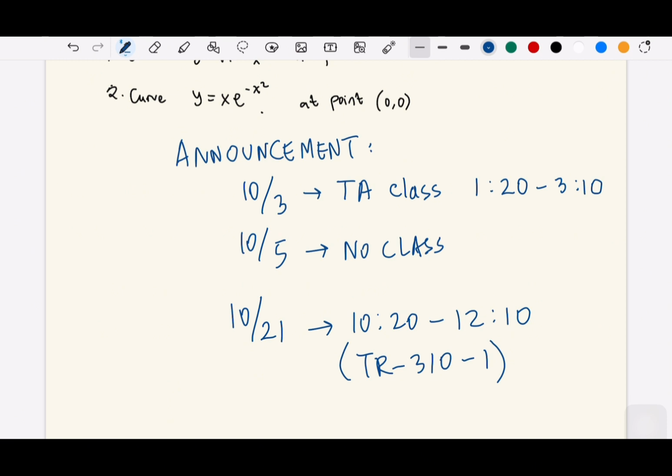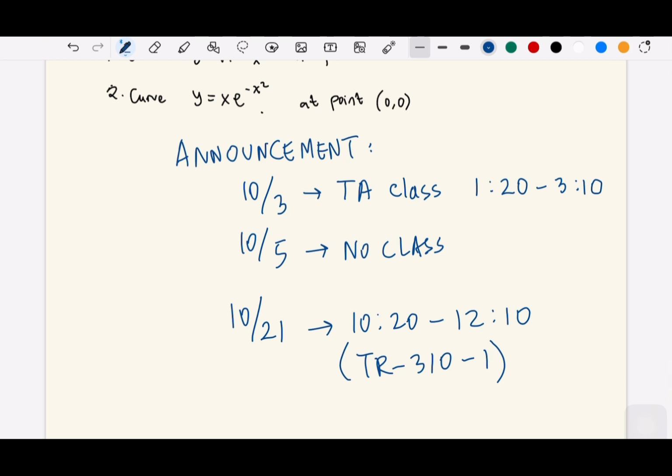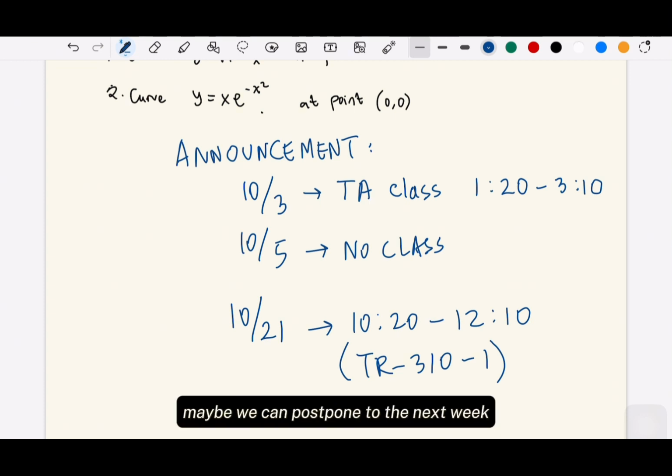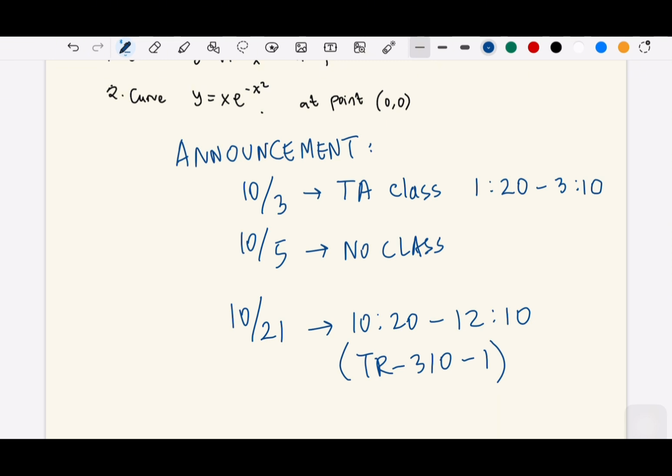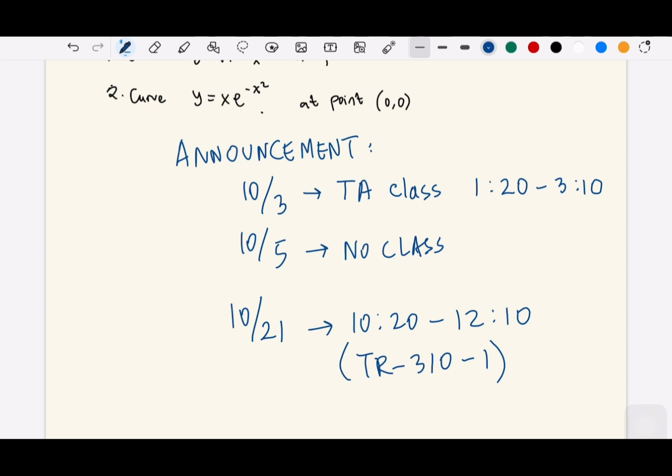Because I think the end of October will be the first exam, your midterm. Maybe if we need more time, we can postpone to the next week. But for now, let's set our goal to the end of October. We may still need one or two more classes, then maybe we postpone to the next week, so that you may have more TA sessions or tutorial sessions.